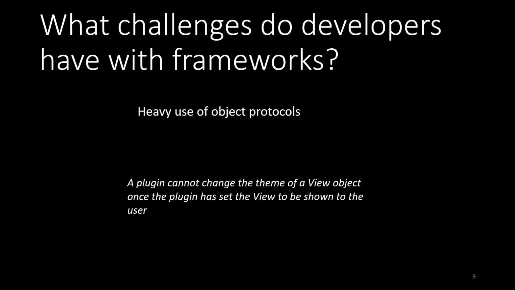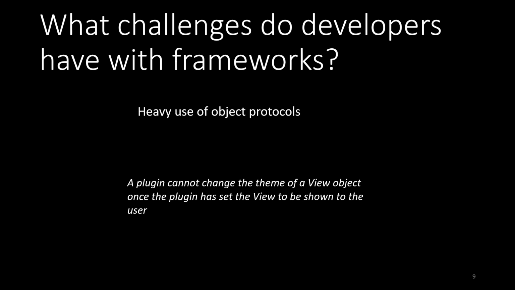Another challenge that developers were commonly facing was the heavy use of object protocols in frameworks. Object protocols are the restrictions on which states object methods can be called in. An example of this is a plugin cannot change the theme of a view object once the plugin has set the view to be shown to the user. Essentially what this is saying is that once the view object is in the shown to the user state, the setTheme method cannot be called without an error.